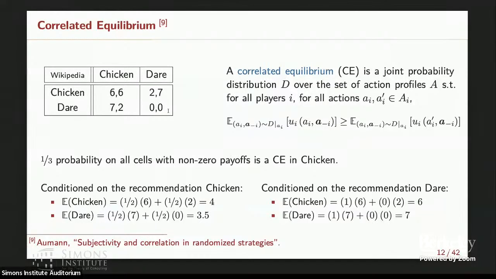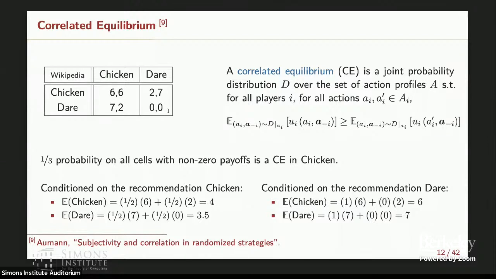And when they get a recommendation, so if your recommendation is chicken, conditioned on seeing the recommendation chicken, you can do a Bayesian updating step and sort of infer what your opponent is going to be doing. So if the equilibrium is a third, a third, a third, just on these cells with positive probability, if you get the recommendation chicken, you know that your opponent is doing half chicken and half dare. And so with those probabilities, you calculate your expected payoffs for chicken and your expected payoffs for dare, and you find that you prefer to play chicken to dare.